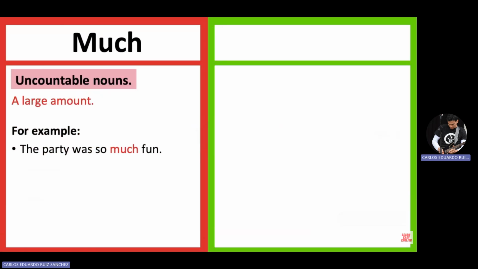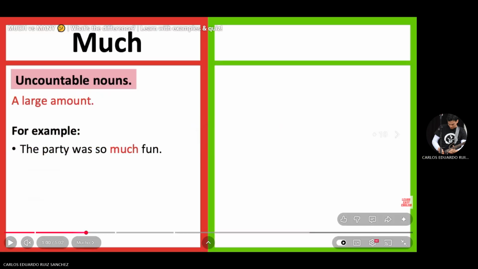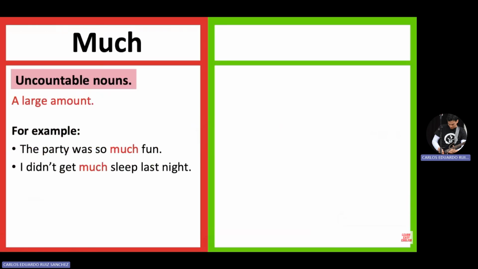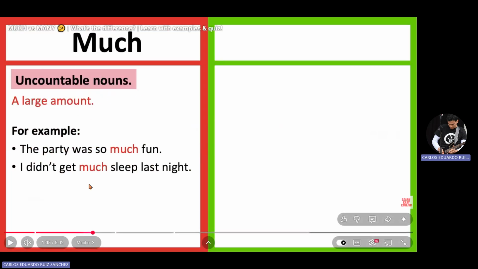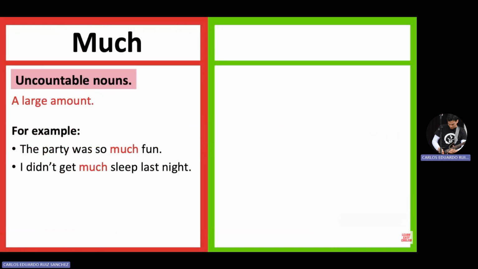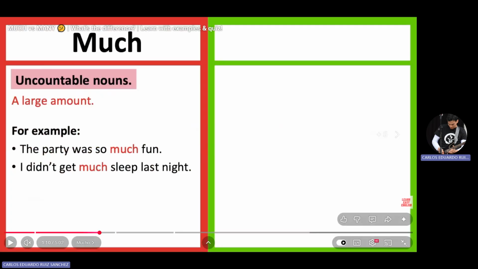So we used much. Another example that she gave to us is I didn't get much sleep last night. In this case, the uncountable noun is sleep. No podemos contar el sueño, el dormir, ¿ok? I didn't get much sleep last night. That's another uncountable noun. And the last example here is money.